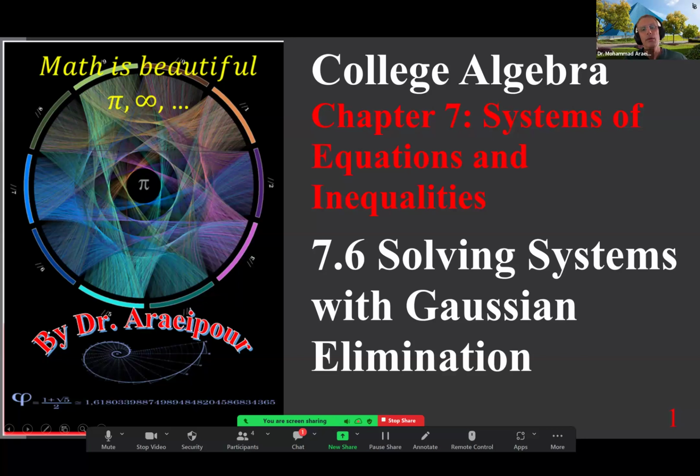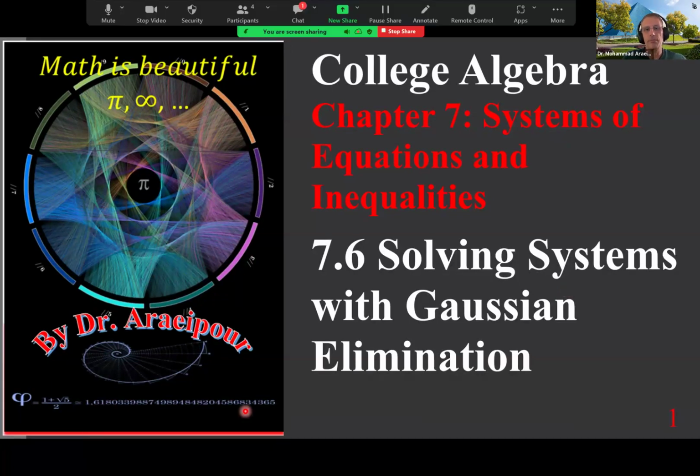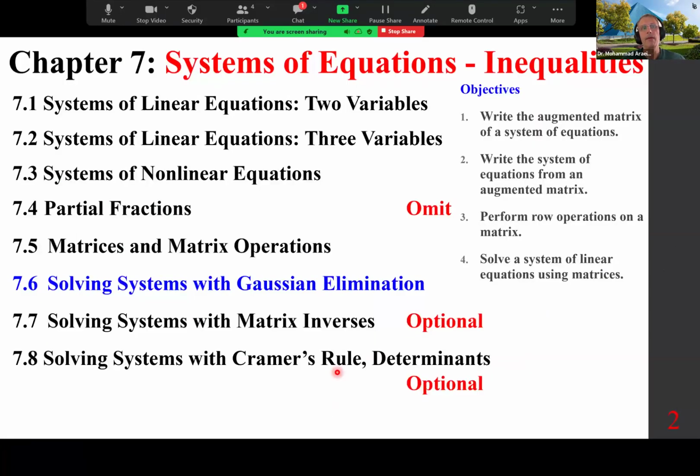Good afternoon, class. We are looking at Chapter 7, Systems of Equations and Inequality, Section 7.6, Solving Systems with Gaussian Elimination. So we've covered a bunch of sections: systems of linear equations in 2 variables, 3 variables, nonlinear equations, matrices and matrix operations, and solving systems with Gaussian elimination.